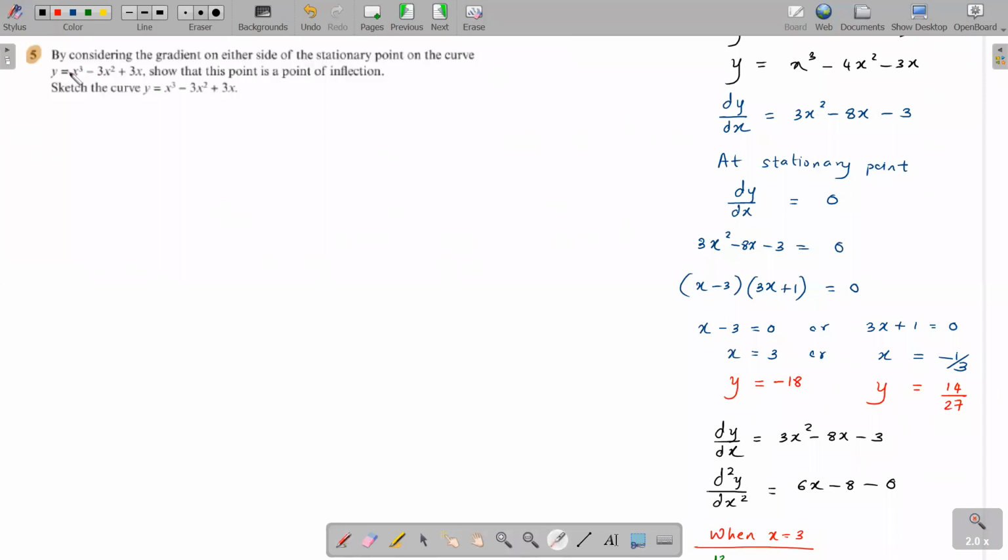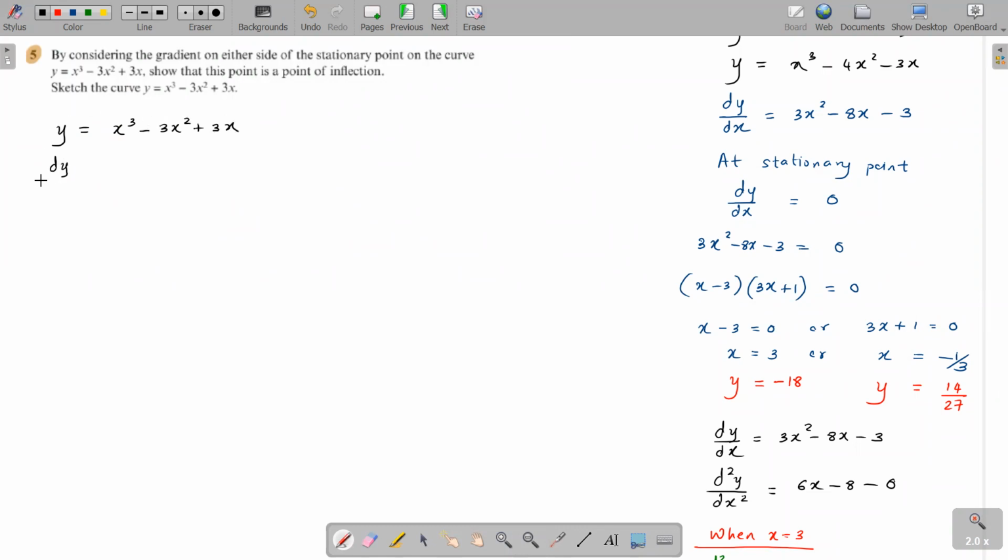Okay, fifth one. By considering the gradient on either side of the stationary point of the curve y equals x cubed minus 3x square plus 3x, show that this point is a point of inflection. And they're asking you to sketch the curve. First thing, we write our equation and we differentiate it.